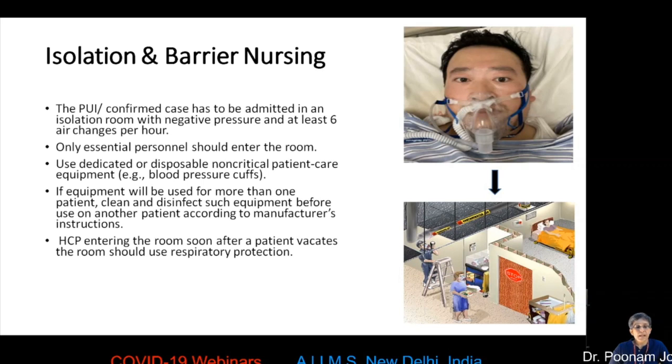Healthcare personnel, while entering the room or soon after a patient vacates the room, should continue to use respiratory protection. So the healthcare personnel entering the room soon after a patient vacates the room should use respiratory protection.